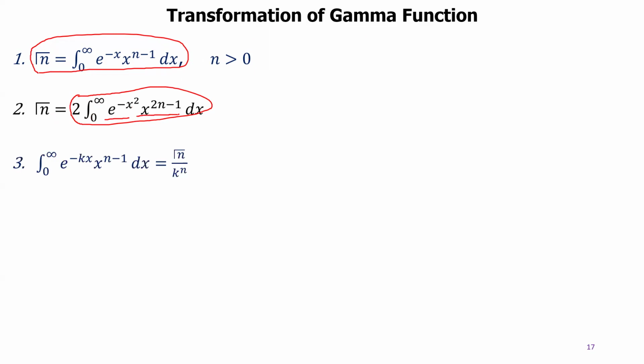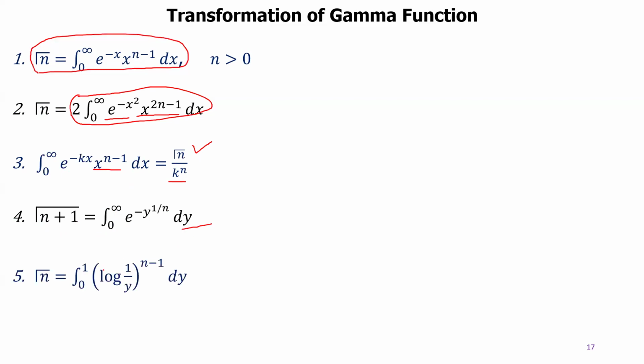Third property is the integration under the limit 0 to infinity e to the power minus kx x to the power n minus 1 with respect to x, which is equal to gamma of n divided by k to the power n. Fourth property, gamma of n plus 1 is equal to the integration under the limit 0 to infinity e to the power minus y whole to the power 1 by n with respect to y.